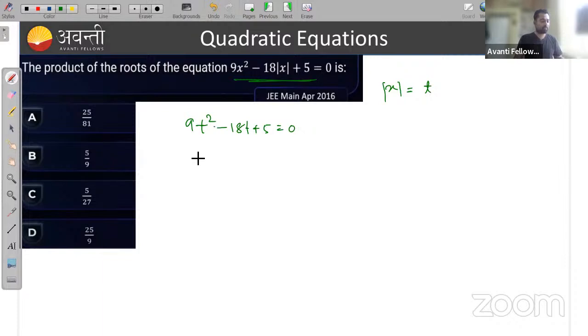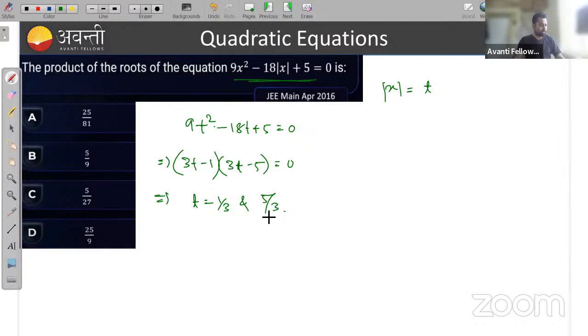So now try to factorize this. Everyone, can I factorize it? Tell me quickly, factorize it. It will be 3t minus 1 into 3t minus 5, is equal to 0. So here I am getting t is equal to 1 by 3 and 5 by 3.